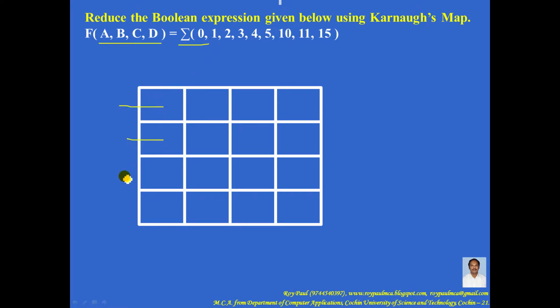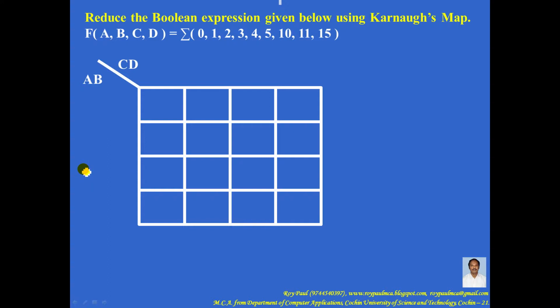K-map, 4 rows and 4 columns. These are the 4 rows and these are the 4 columns. Now, the first two variables must be represented here and the next two variables must be written here. A and B are Boolean variables, so they take either 0 or 1. All the combinations of zeros and ones must be written here so that you get gray code.